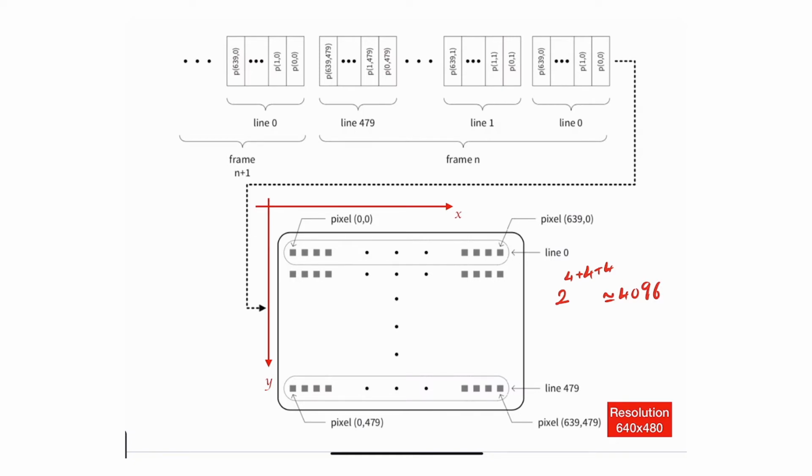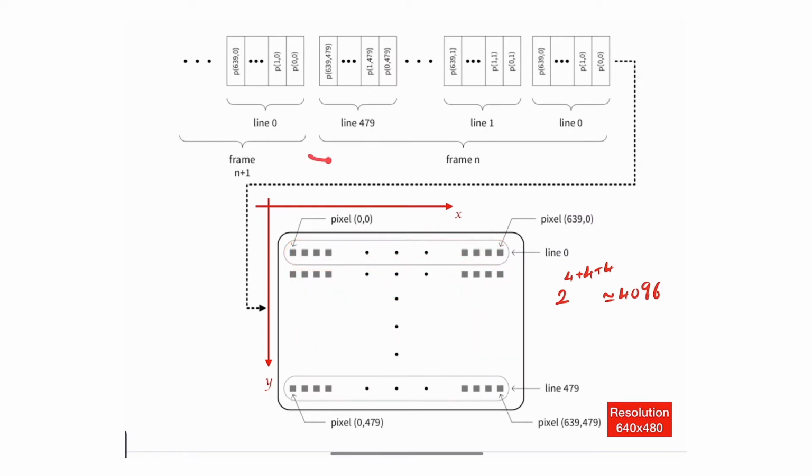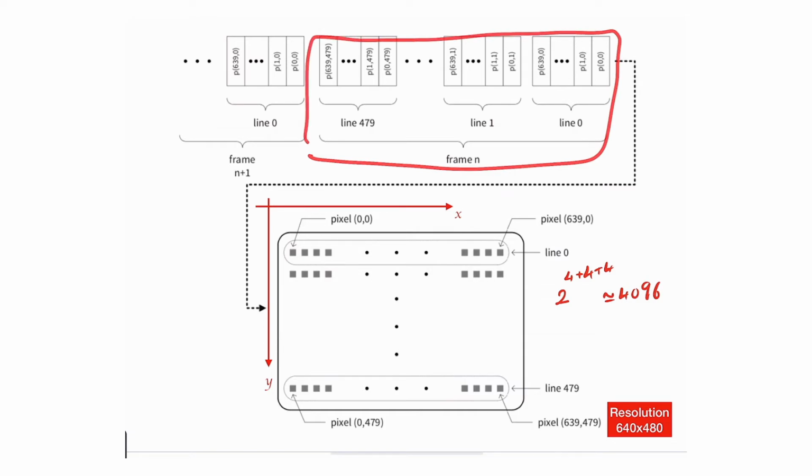And this is what you see on this particular diagram here. For line 0, for example, I'm sending from pixel 0, 0 all the way to pixel 639. And that's basically for this line. And then we do line 1, and then we do line 2, and so forth, all the way till we get the whole frame, which is a bunch of lines. And that's basically the whole frame, basically the whole screen.